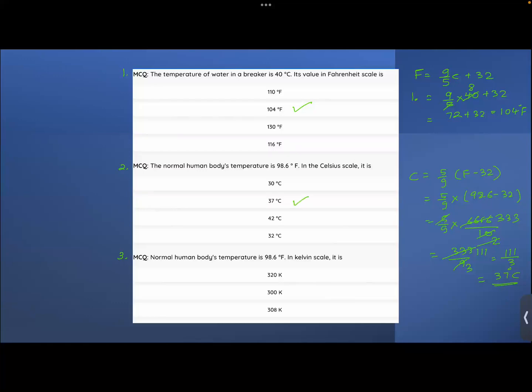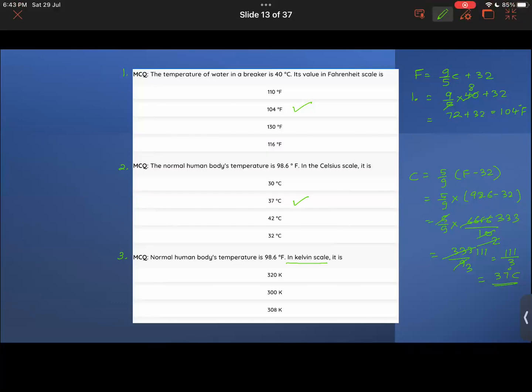Okay, now see the next question. Normal human body temperature is 98.6 degrees Fahrenheit. What is the temperature going to be in Kelvin scale? Now here it's in Fahrenheit, and we are required to convert it into Kelvin. So what are we going to do first in this question, guys? We have to first convert this temperature from Fahrenheit scale to Celsius scale. And then whatever the temperature comes in Celsius scale, you are required to add 273 to it. Then you will get your temperature in Kelvin. Got it?